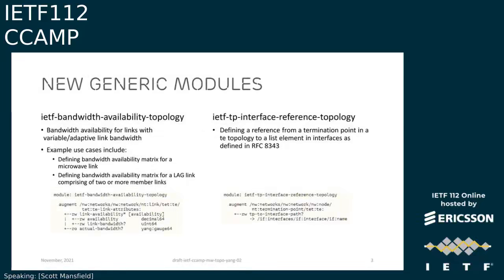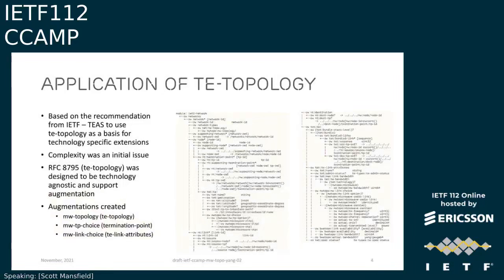All right, so next slide. So these are the new generic modules. I wanted to provide a little more detail on this to make it easier to see. There is a bandwidth availability topology module in this YANG file, and then there's also an interface reference topology, and you can see the augmentation I took from the tree, how it adds the capabilities for bandwidth availability, and it extends the TE topology model. And for the interface, we're adding the interface name to the termination point. That allows us to have a reference to the interface that's being used for that particular piece of the topology. So that's two generic modules, might be useful for other people if they like that sort of thing.